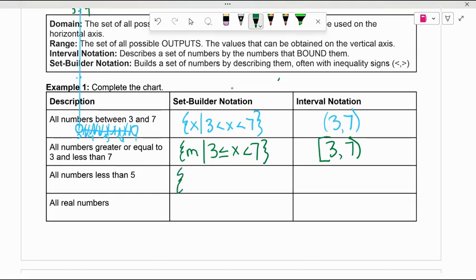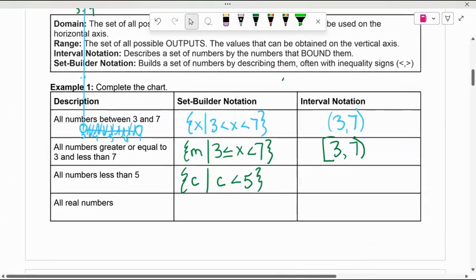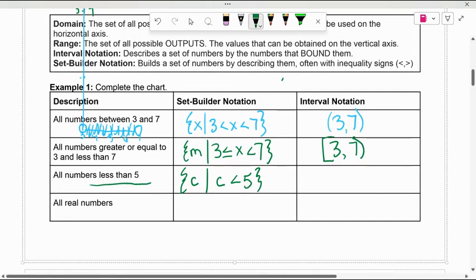All numbers less than 5. Well, again, we need our variable c, and c is just less than 5. That's literally what it's saying. All numbers less than 5, well, c is that number, and c is less than 5. So this gets a little bit more involved here.